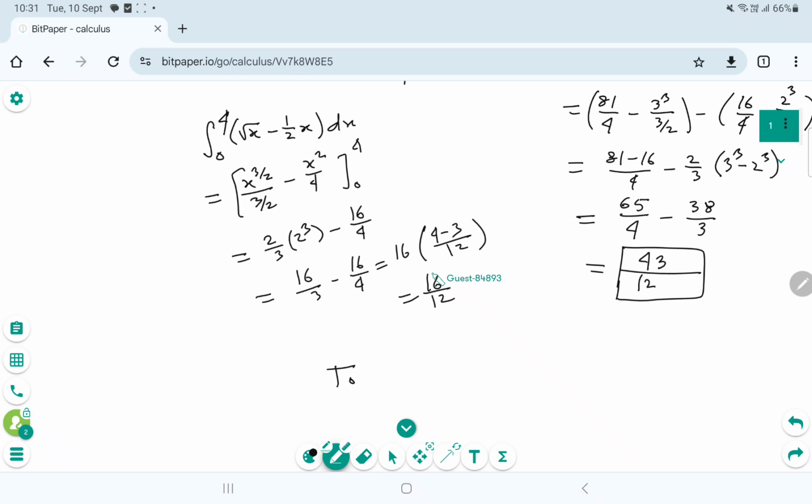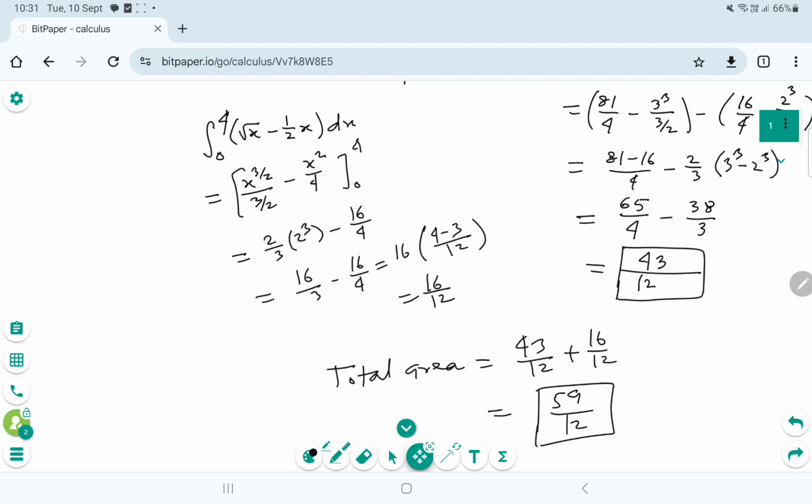So total area will be 43 over 12 plus 16 over 12. So that is 59 over 12. I get 59 over 12. Can you check now? Okay. Yeah. It worked? All right. Yes, it worked. Okay, great.